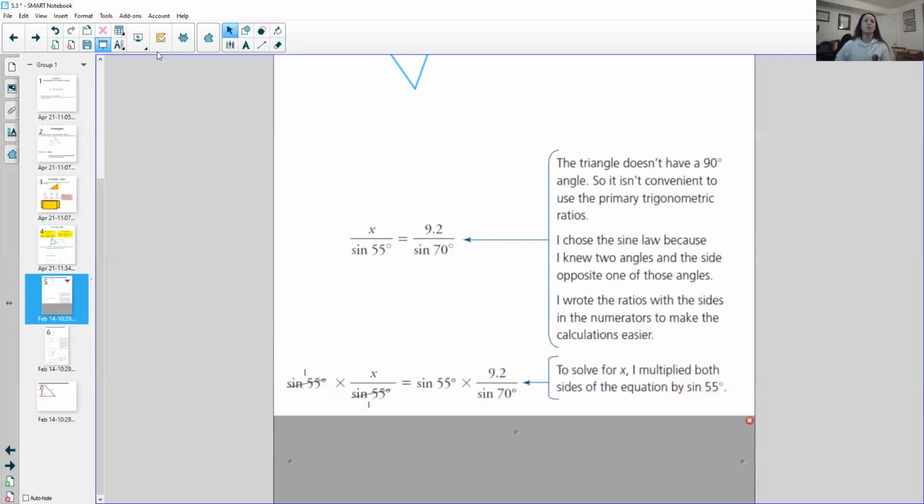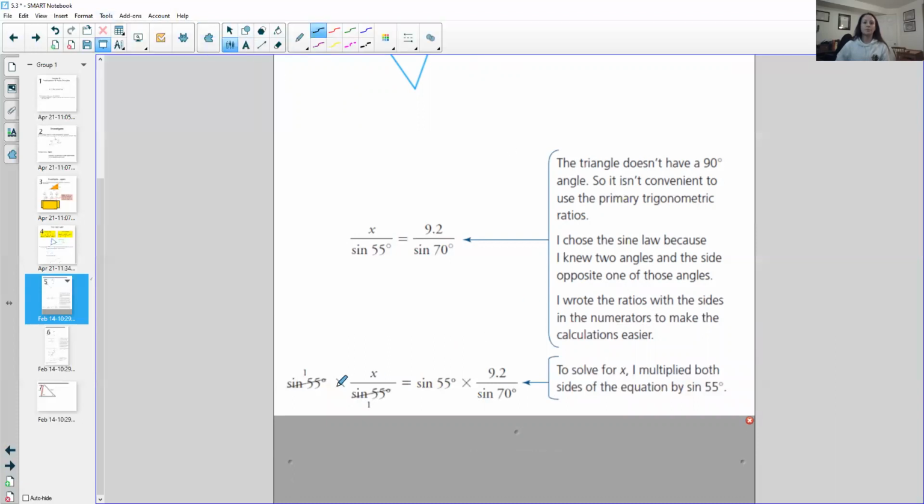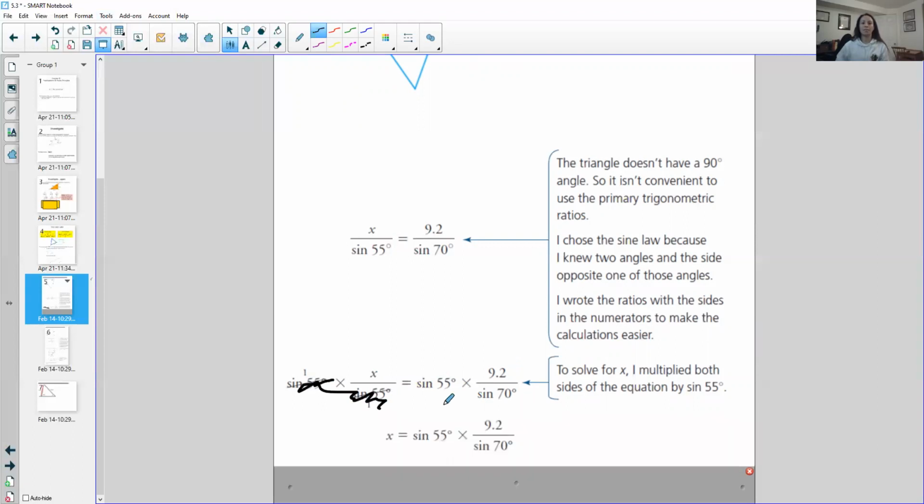Okay, now I know that they do a whole bunch of fun math over here, and they make it look really scary. Take the sine 55, bring it up top. It goes away here and here, and you are left with x equals sine 55 times 9.2 over sine 70. Okay, here it is. It just looks a little bit nicer.